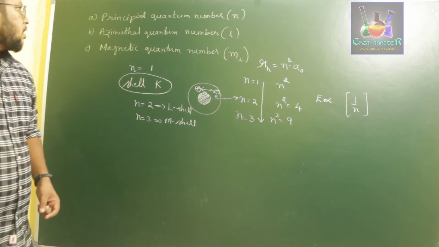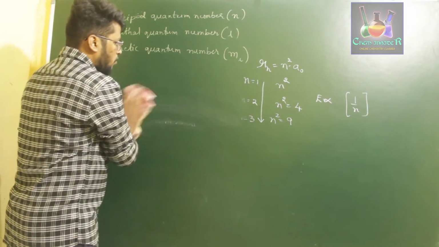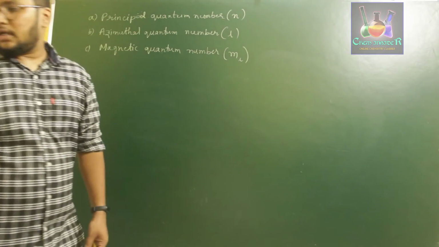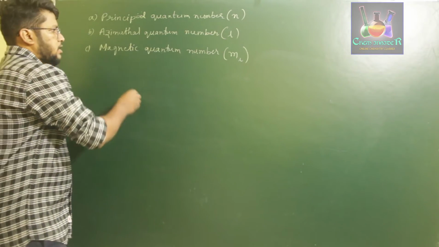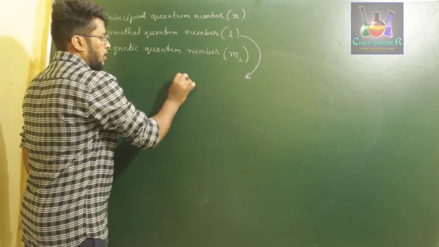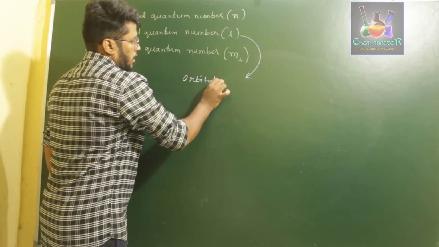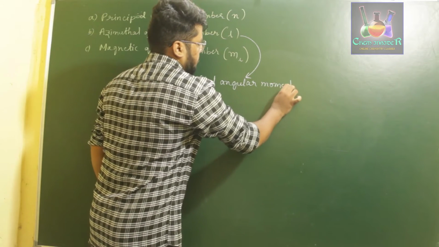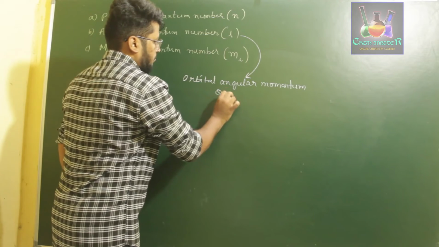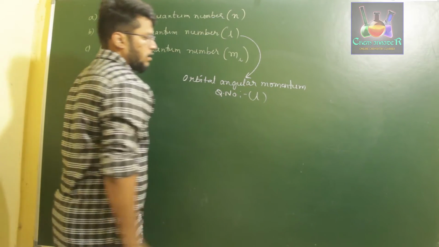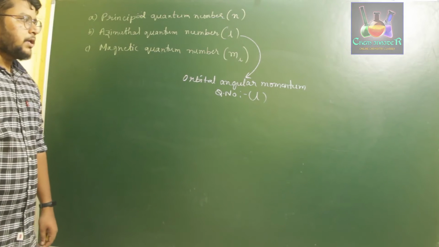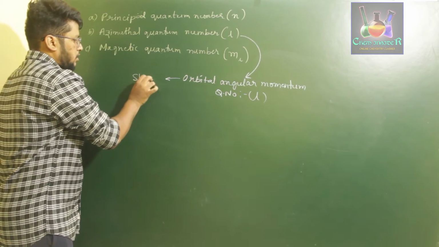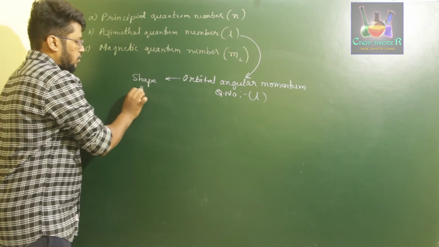Next we come across the azimuthal quantum number. What is this azimuthal quantum number? The azimuthal quantum number is also called the orbital angular momentum quantum number. It is denoted by the symbol L. This orbital angular momentum quantum number explains the shape of the orbital.